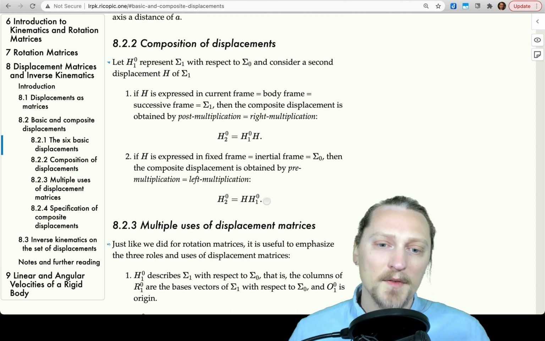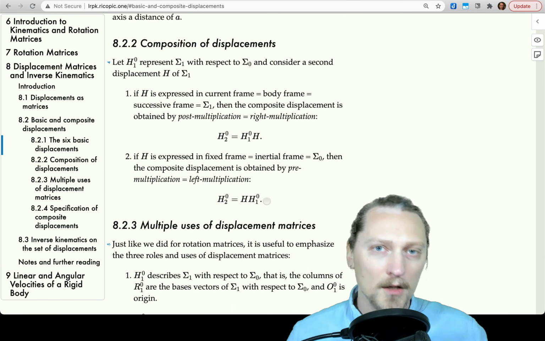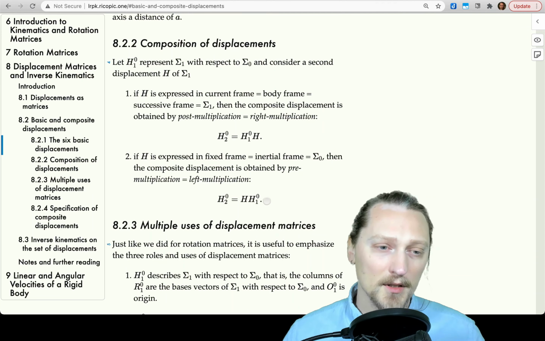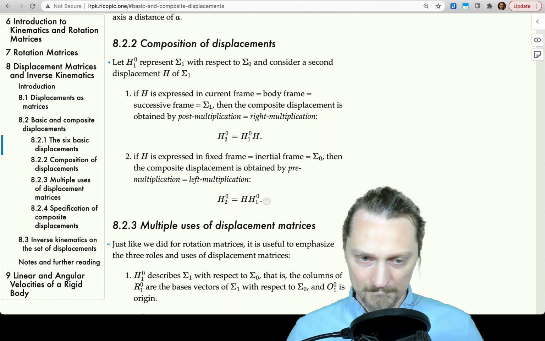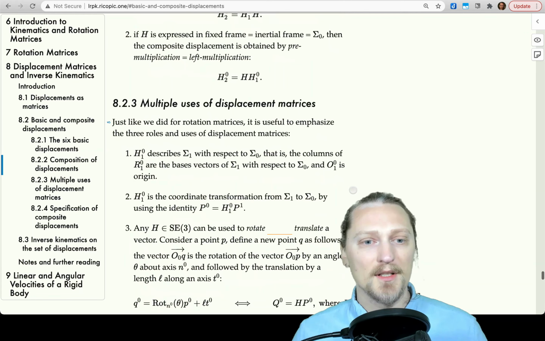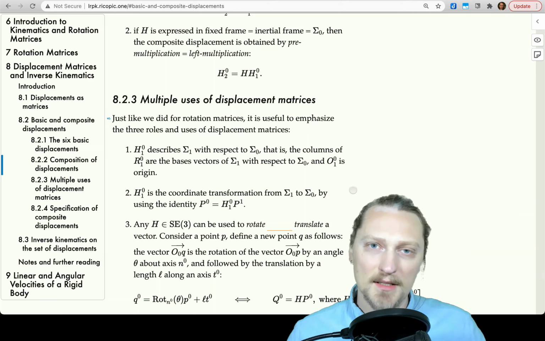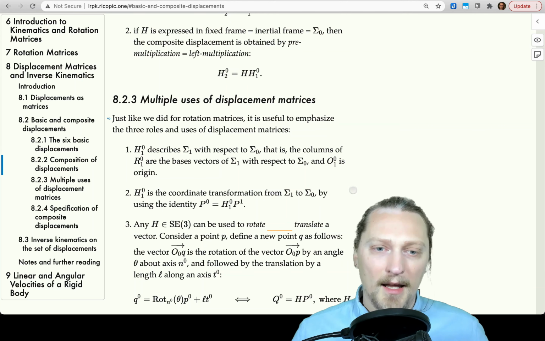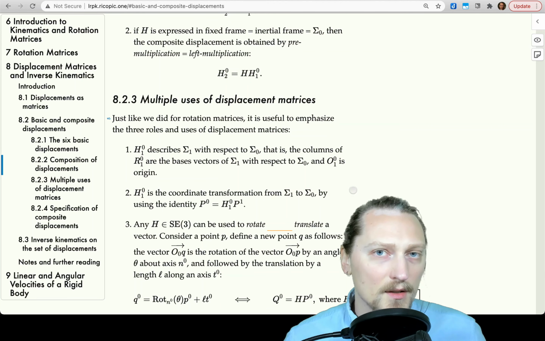And this is exactly parallel to what we looked at for rotation matrices, and the derivation is similar to what we looked at in the last chapter. Multiple uses of displacement matrices. Just like we did for rotation matrices, this entire chapter is very parallel to the previous chapter. It is useful to emphasize the 3 roles and uses of displacement matrices.